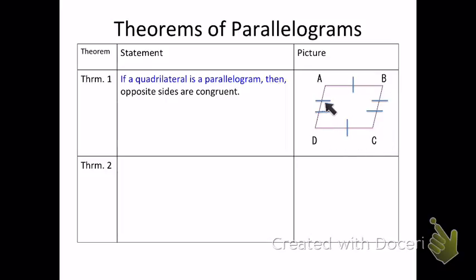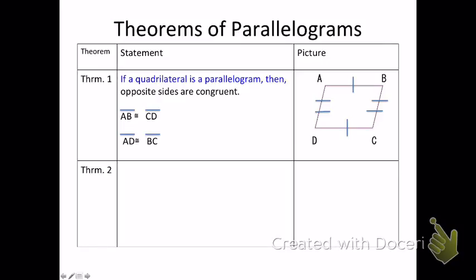And what these markings are telling us is that line segment AB is congruent to line segment DC, and line segment AD, which has 2 markings, is congruent to line segment BC. The way that you would write this is as follows. Line segment AB is congruent to line segment CD, and line segment AD is congruent to line segment BC. Okay? Let's move on to Theorem 2.